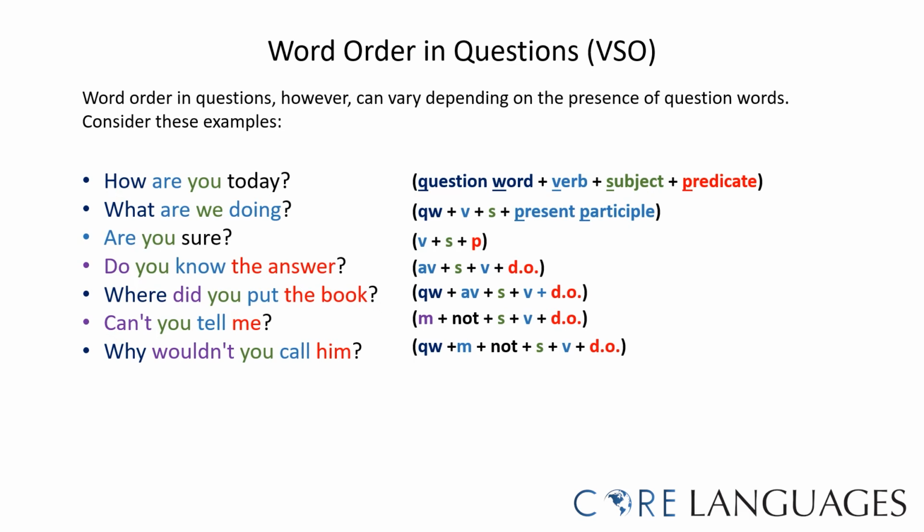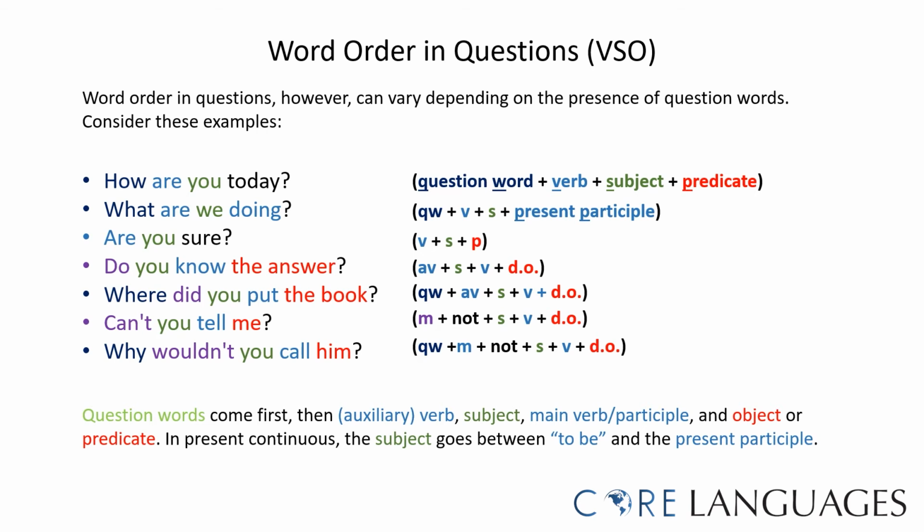This sentence uses a question word and a modal verb. The question word comes first. Why wouldn't you call him? The same sentence without not would be, why would you call him?